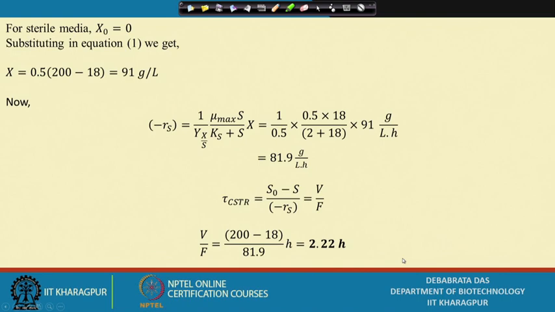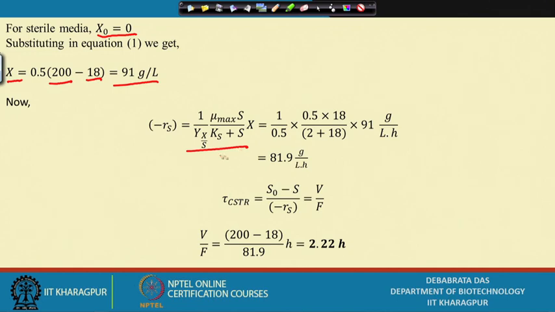Then if you come to this equation, we find that in the sterile feed, x 0 is equal to 0. By substituting this, the initial substrate concentration was 200 grams per liter, and the final substrate concentration was the steady state substrate concentration, 18 grams per liter. So, what is the x value? It will be Y x by s into 200 minus 18, this is 91 grams per liter.